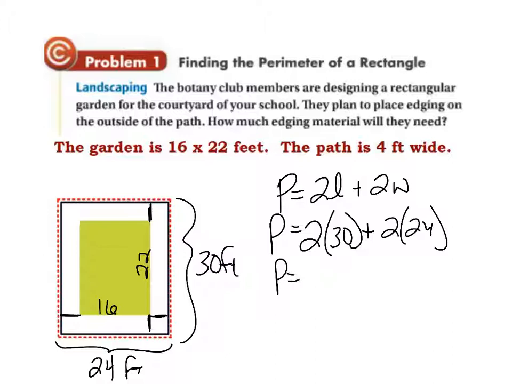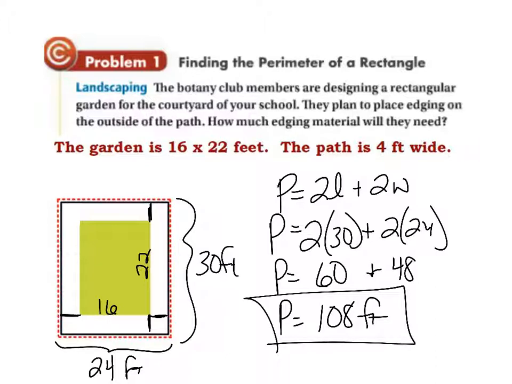And then you're just going to do a little math here. 2 times 30 is 60, 2 times 24 is 48. If I add those together, I get 108 feet. So I need 108 feet of edging for that.